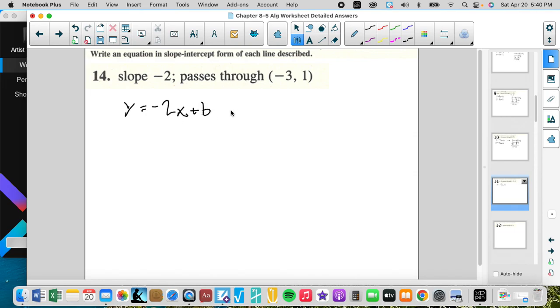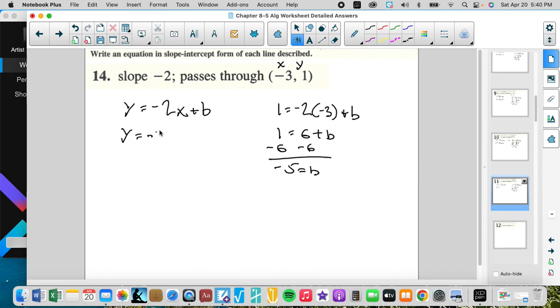So we'll plug in x and y. So 1 equals negative 2 times negative 3 plus b. 1 equals 6 plus b, minus 6, minus 6. Negative 5 equals b. So y equals negative 2x minus 5.